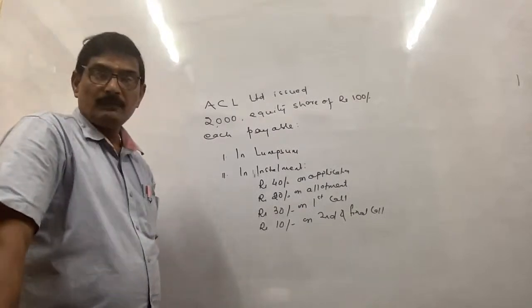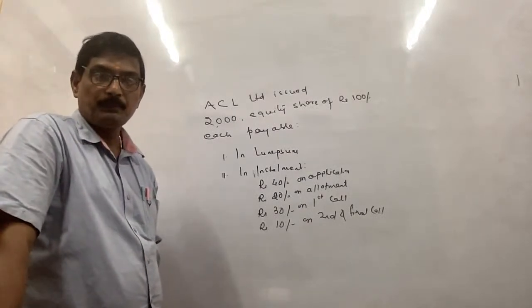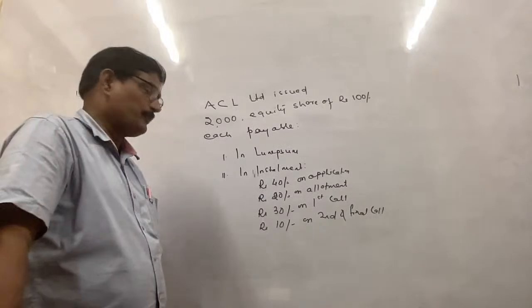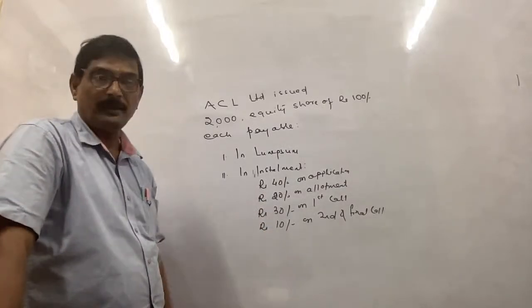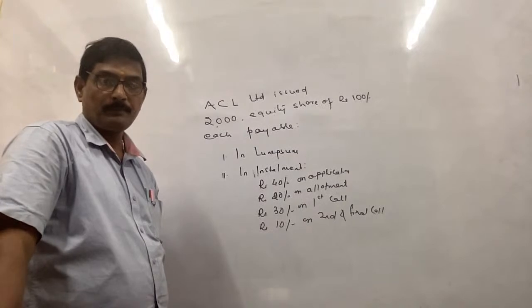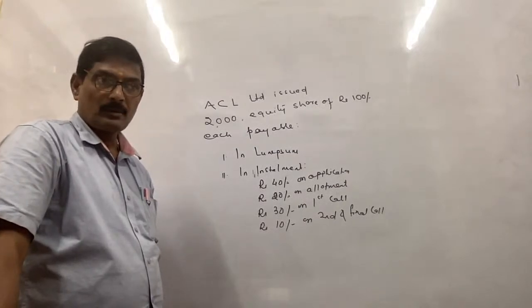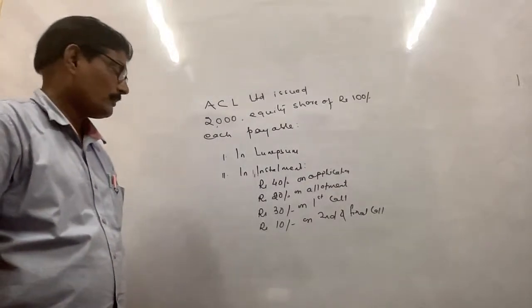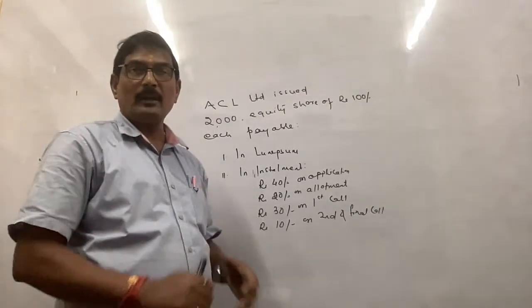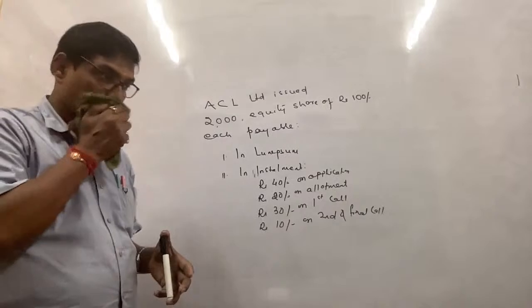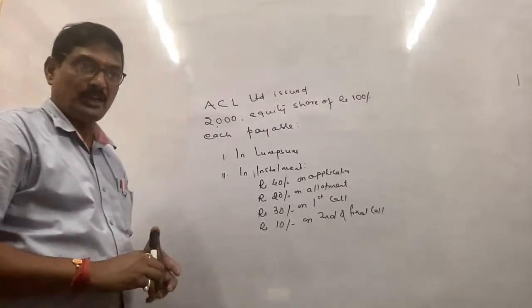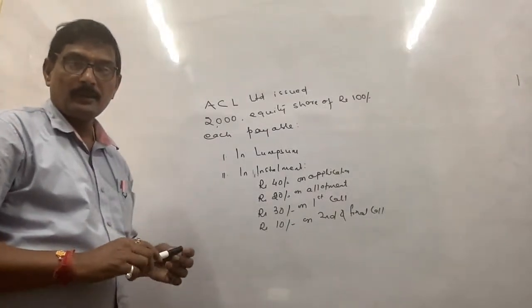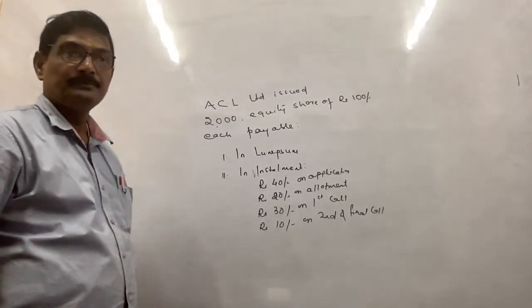Then for first call due, share first call account debited to share capital, 2000 into 30. And thereafter, for first call money received, bank account debited to share first call account, 2000 into 30, that is 60,000.